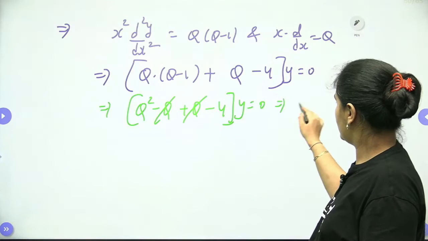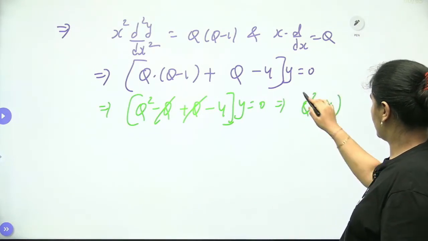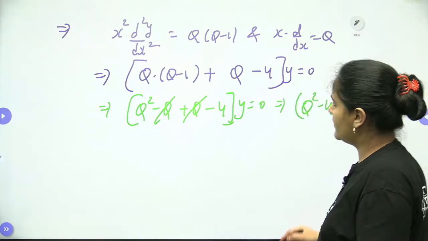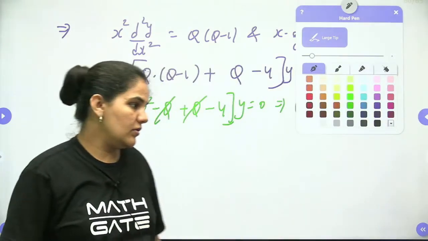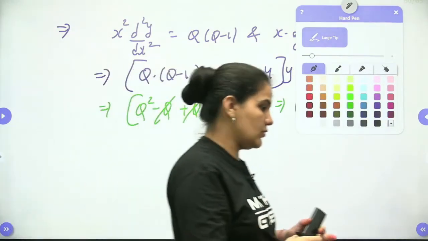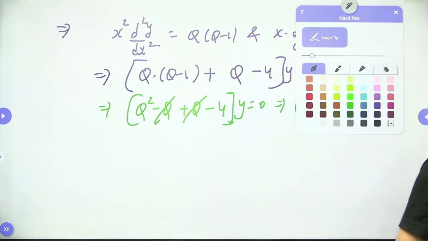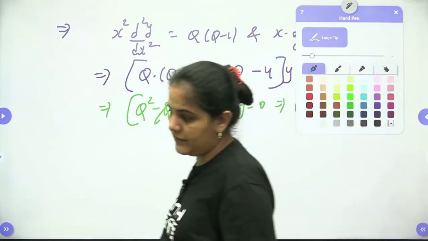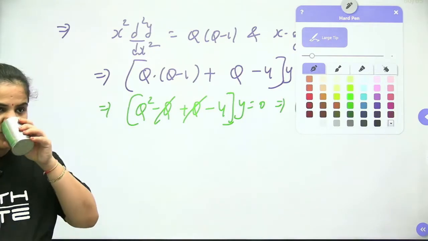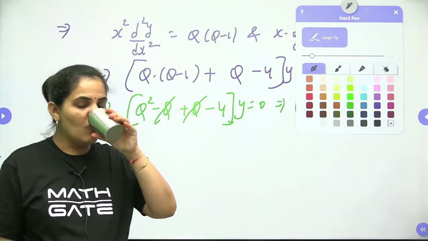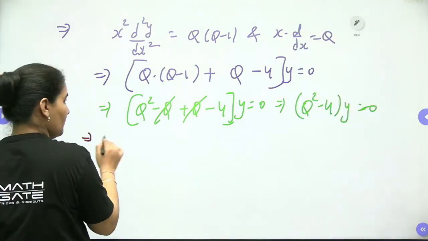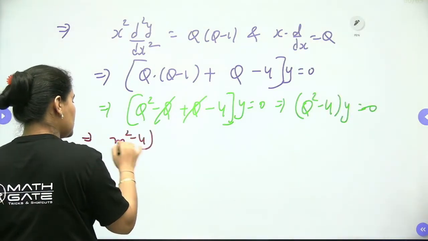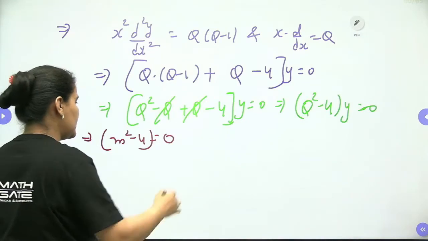Y is equal to 0. When we approach, it is D squared minus 4, Y is equal to 0. We can write down the auxiliary equation from here. So when we approach the auxiliary equation, it will be m squared minus 4 is equal to 0, guys, right?